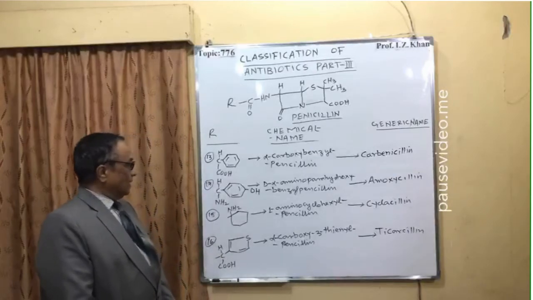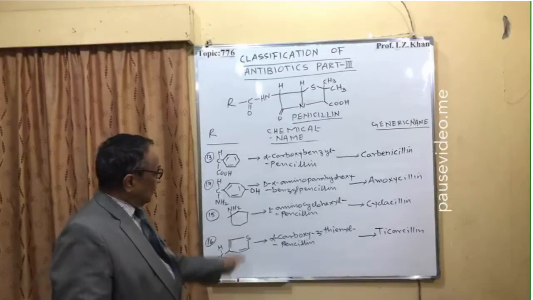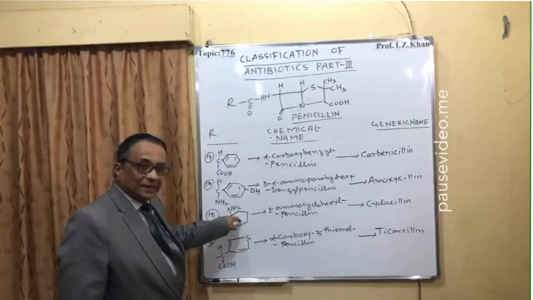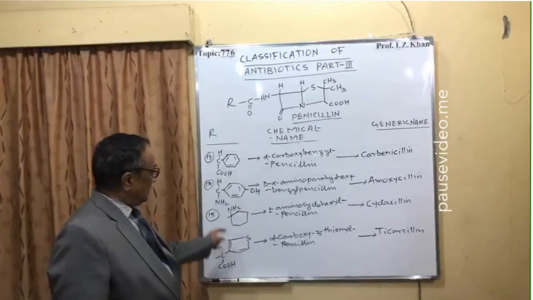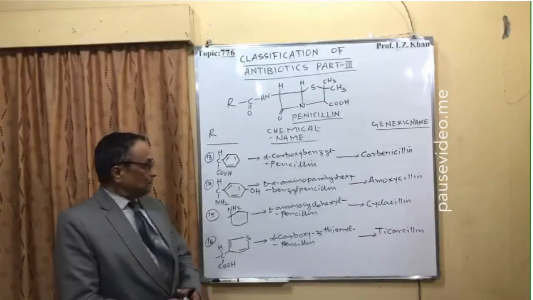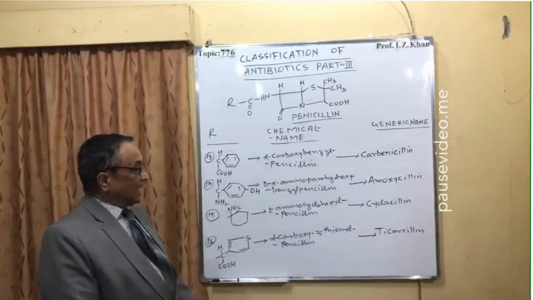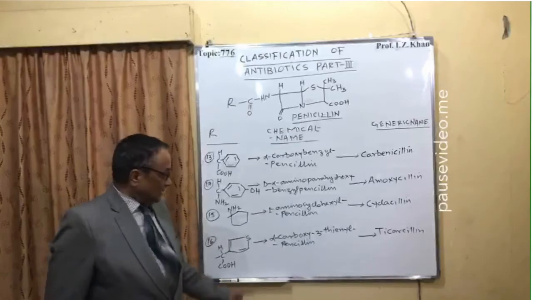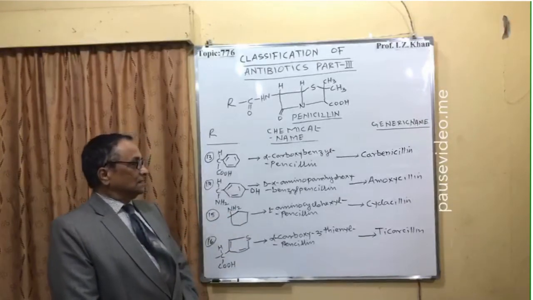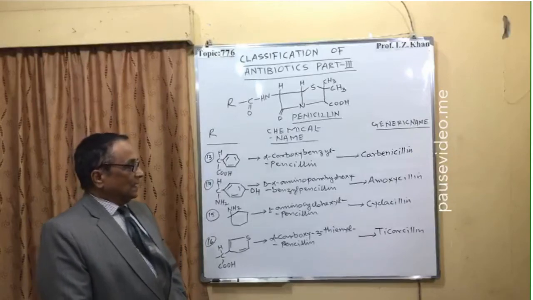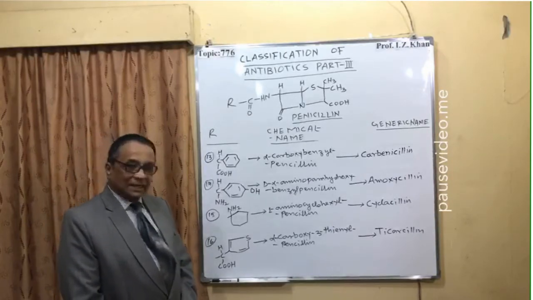And then number 15, where it is an aliphatic 6-member ring. So that's why it is cyclohexane, no more aromatic, which is linked with an amino group, and it is called 1-amino cyclohexyl penicillin, and its generic name is cyclacillin.